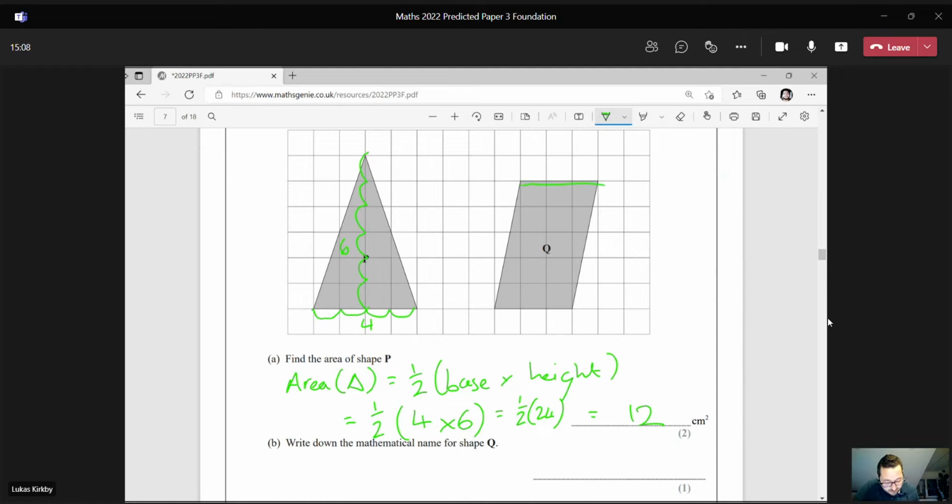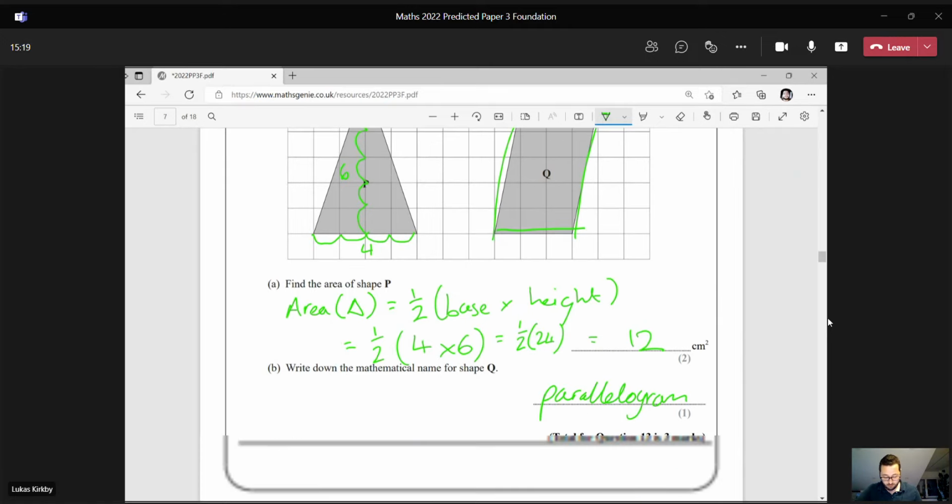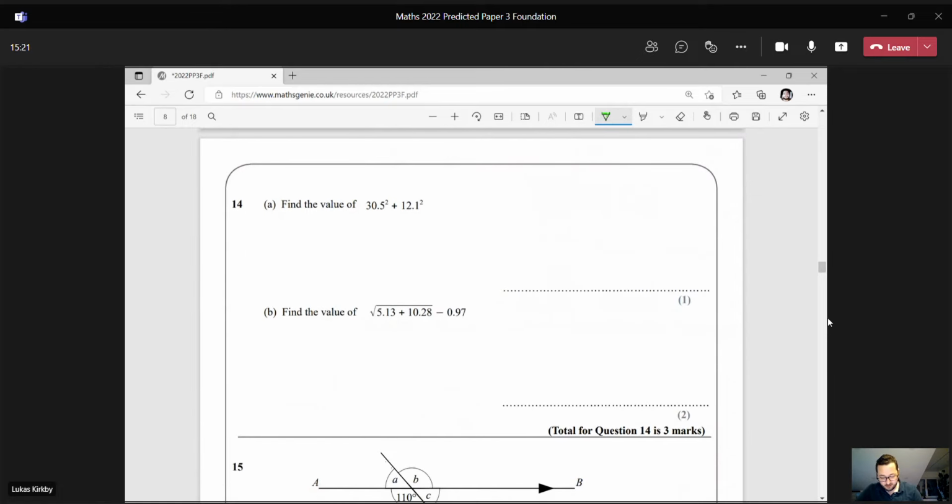In part B, write down the mathematical name for shape Q. Well, it's got 2 sets of parallel lines. It's not a rectangle, it's a parallelogram. Okay. Hopefully we're doing alright so far.